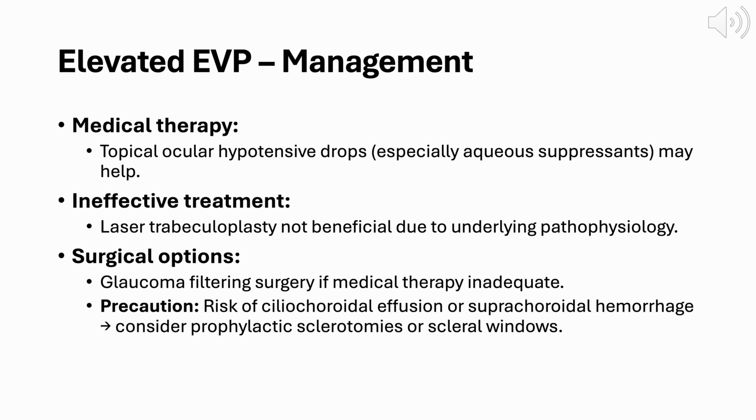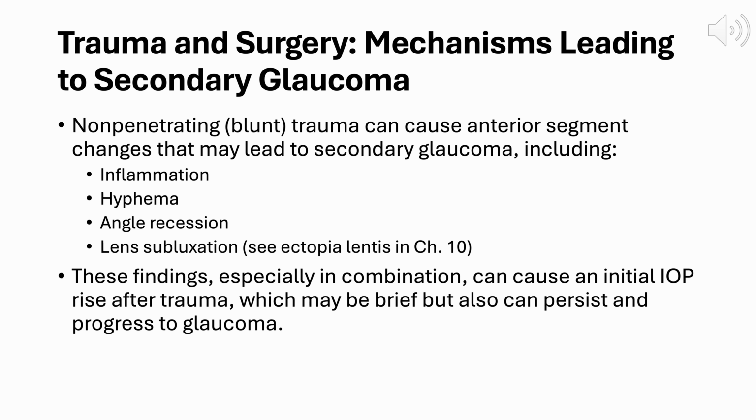If medical therapy fails, surgical intervention may be necessary, though this comes with special precautions, such as the heightened risk of ciliochoroidal effusion or suprachoroidal hemorrhage, so prophylactic sclerotomy or scleral windows should be considered.